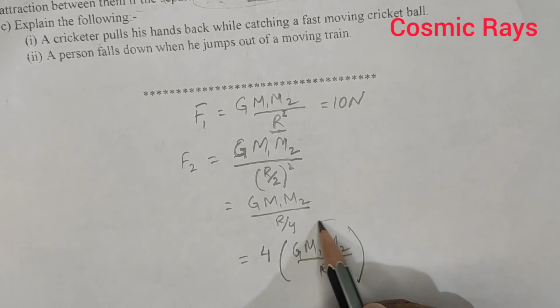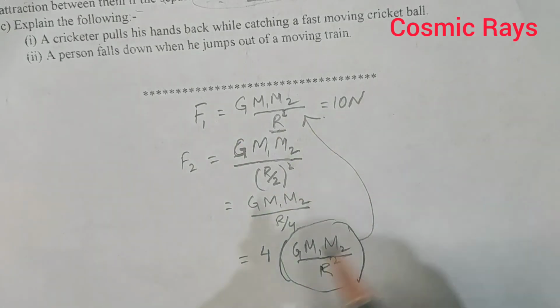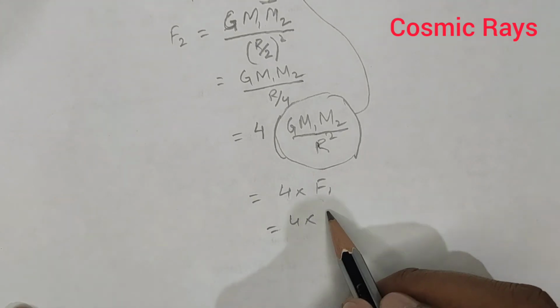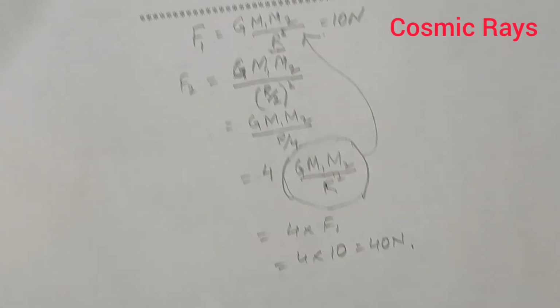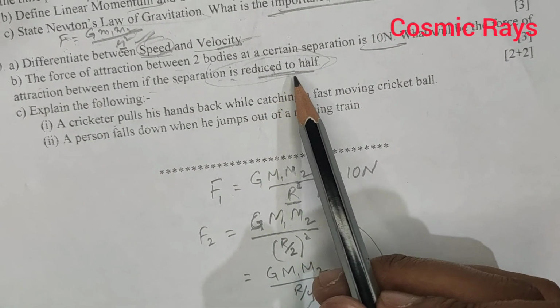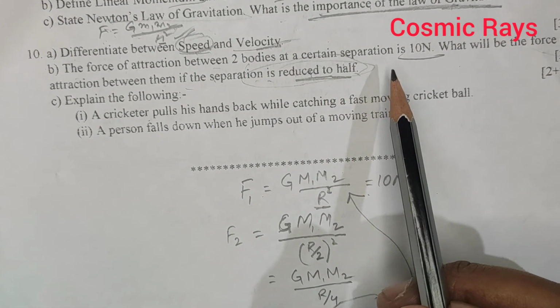Now this whole thing is nothing but F1. So we can write 4 into F1, that is 4 multiplied by the value of F1 which is 10, so 40 Newton will be your answer. So the force of attraction between them will be 40 newtons if the distance of separation is reduced to half.